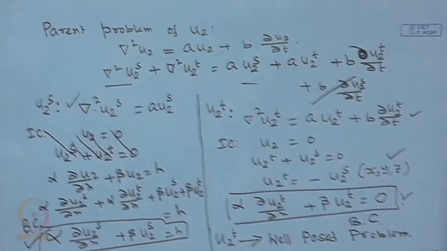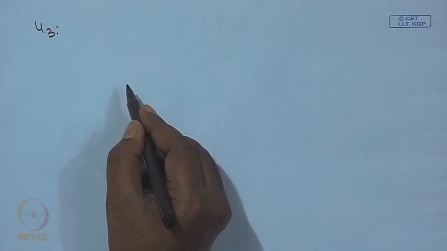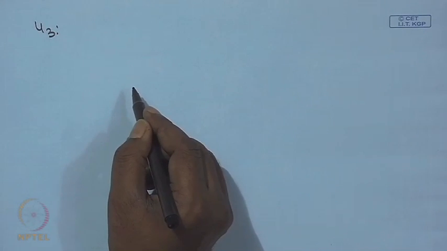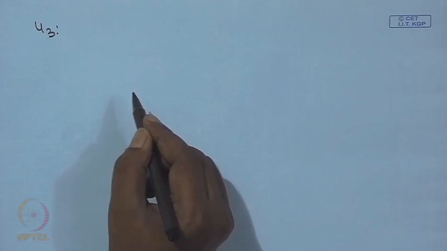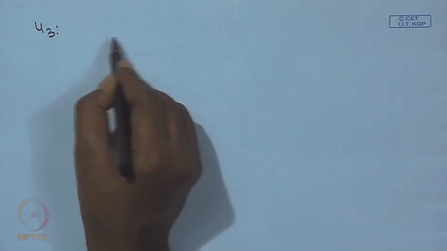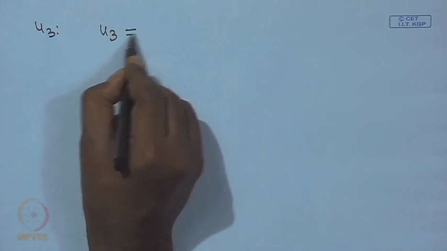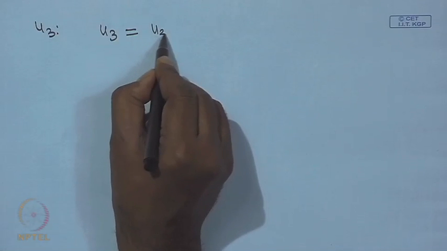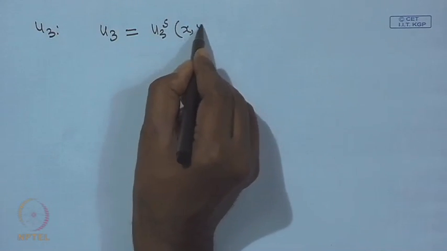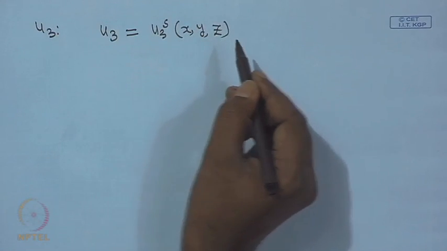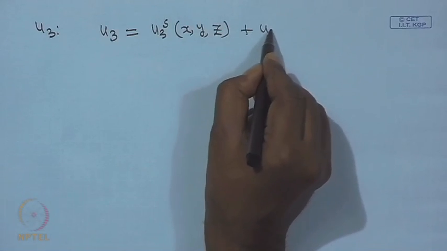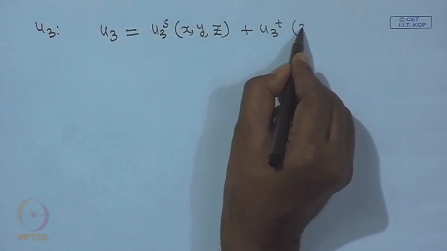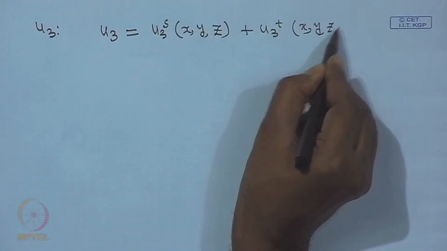Similarly, we can look into the derivation for u3. So, let us look into u3. We have already said it is an ill posed problem, so it has a zero initial condition or homogeneous initial condition. Therefore, we break it into two sub problems. Once again, u3 is u3s, which is a function of space x, y and z, that is the steady state part, plus u3t, which will be a function of x, y, z and t.